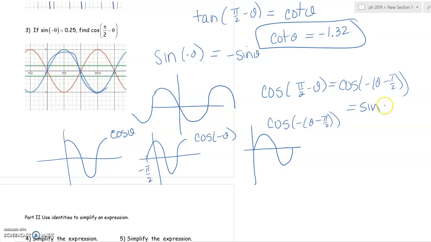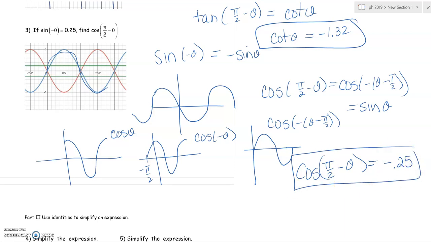So again, on the previous page, there were a lot of trig identities listed. I don't think I would memorize them. I think as I need them, I would just graph them. So now we know that the cosine of the quantity pi over 2 minus theta is really just the sine of theta. And we know that the sine of the opposite of theta is really just negative sine of theta. So that's how we know that the cosine of pi over 2 minus theta is the opposite of 0.25.